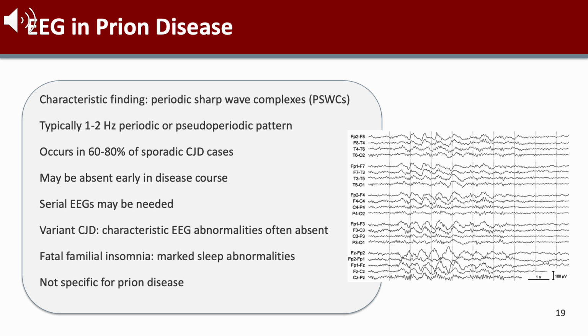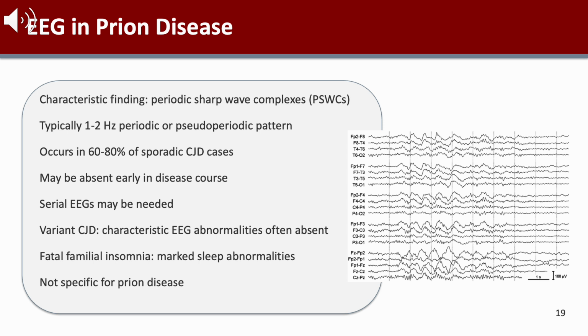Electroencephalography is an important diagnostic tool in prion disease. The characteristic EEG finding in sporadic Creutzfeldt-Jakob disease is periodic sharp wave complexes, typically occurring at a frequency of 1 to 2 Hz. These periodic or pseudo-periodic sharp waves appear against a slow background rhythm. This pattern is seen in approximately 60 to 80% of sporadic Creutzfeldt-Jakob disease cases, but may be absent early in the disease course. Serial EEGs may be necessary to detect these characteristic changes.